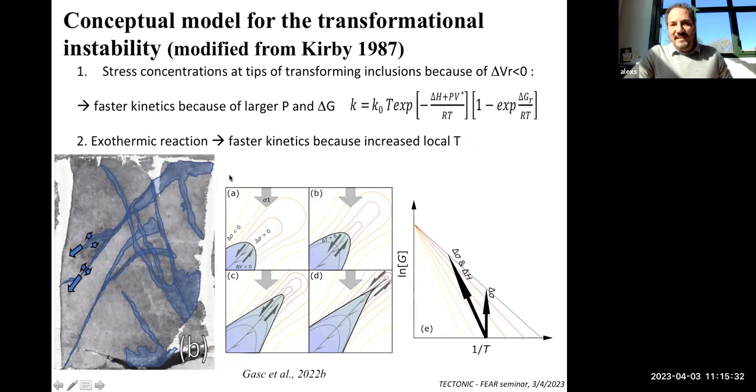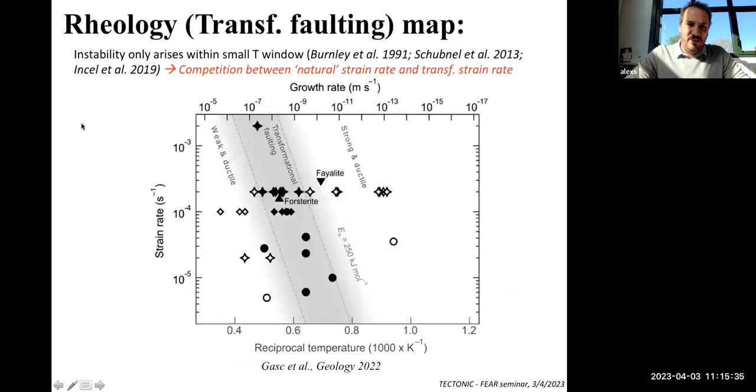Okay, so to test this hypothesis, one thing you can do is plot strain rate, compiling all the experiments yet done in this system, as a function of growth rate. So the growth rate of the high pressure phase, so it's a proxy for the kinetics. And what you see is that there is a regime here where the sample is strong and ductile. There is no faulting. There is a regime here where the reaction is actually very fast, and so basically we'll release all the stress that is imposed by strain rate.